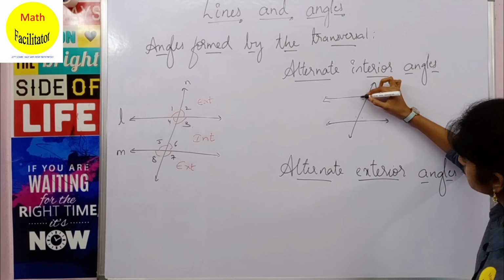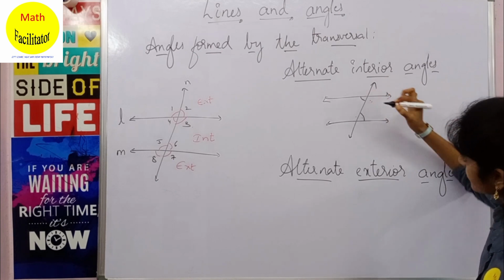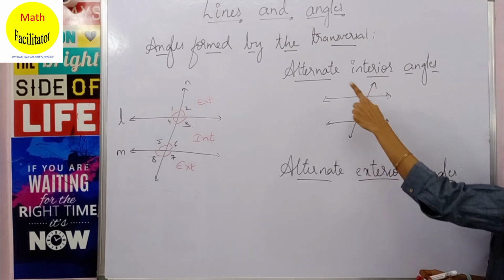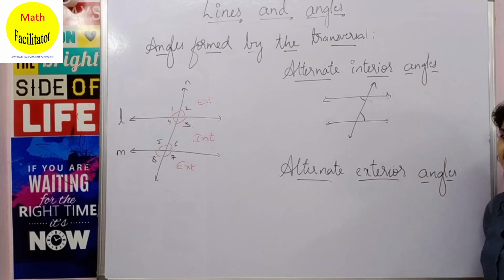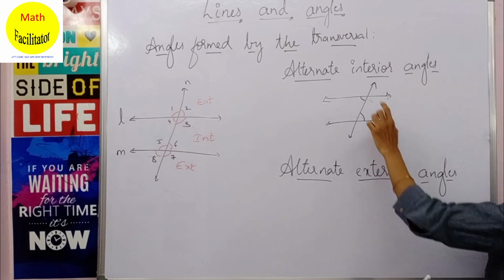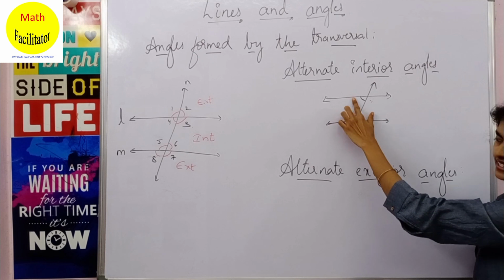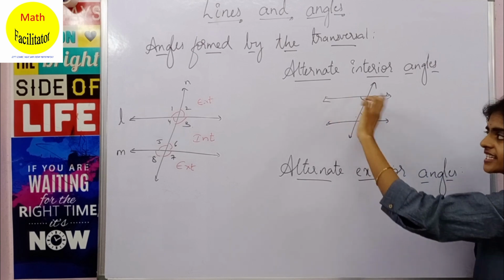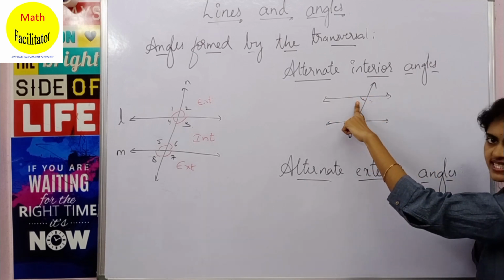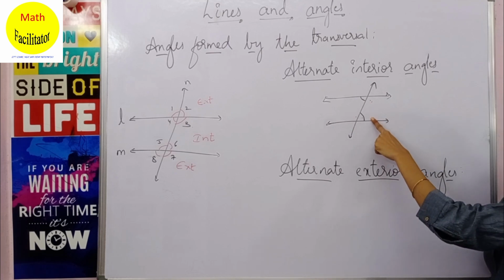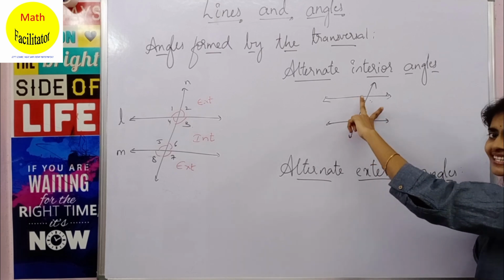Clear? So if this is one angle and this is the other angle, these two angles form alternate interior angles. Just go by the name, no confusion. You want interior angles, so these are the interior angles, and you want alternate interior angles. That means if one angle is on this side, the other angle will be on the other side. So this is an alternate interior angle.